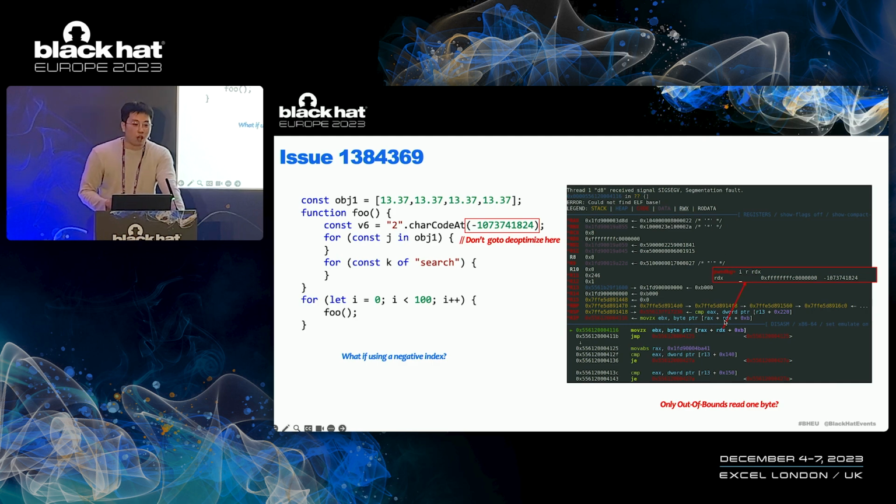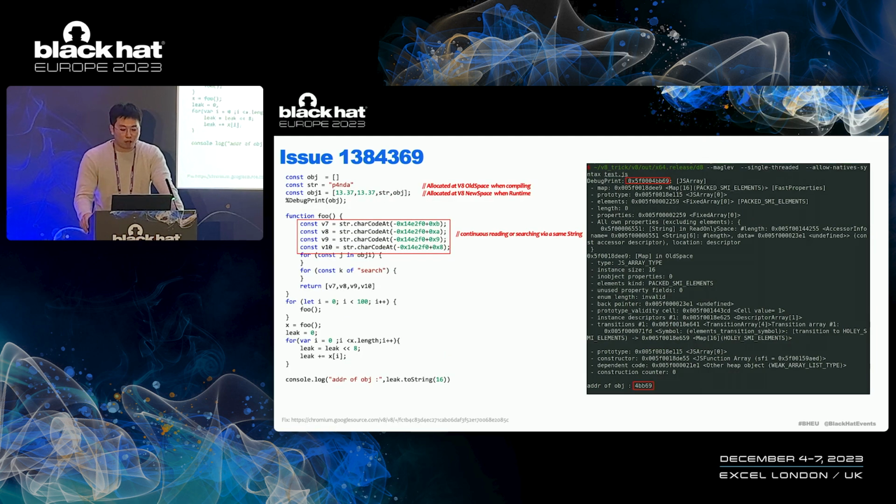But is this just an out-of-bounds read of 1 byte? According to our understanding of the V8 heap, this string will be allocated in old space during the compiling phase. Other objects will be allocated in new space at runtime, and this kind of object address is just before old space. So when continuously reading or searching via the same string, like this here, we can just use a stable offset and also search for the special flag. We get a powerful primitive: the address of an object.